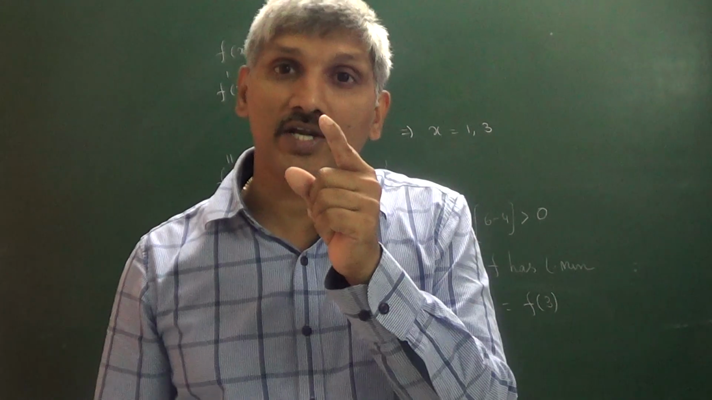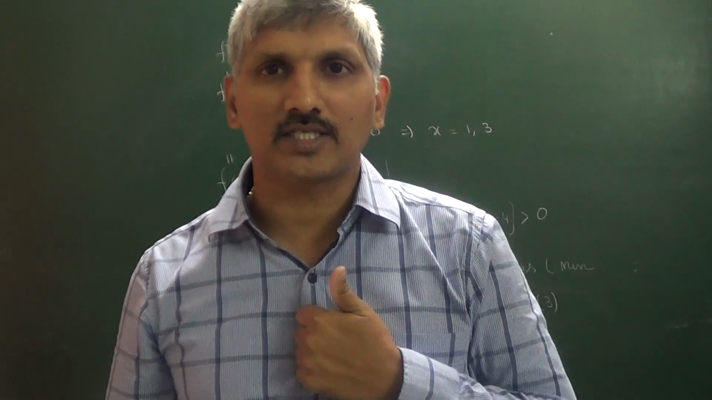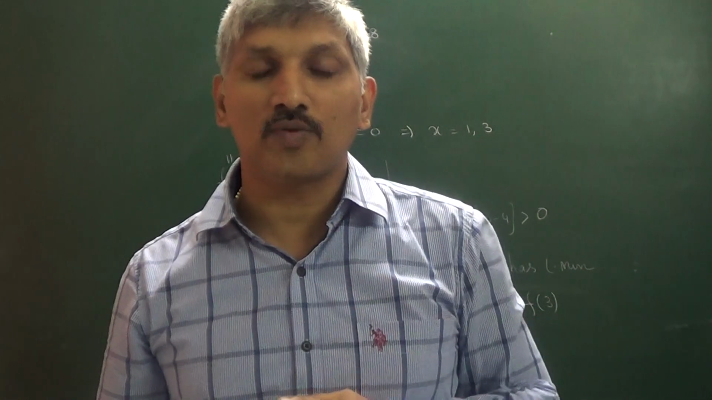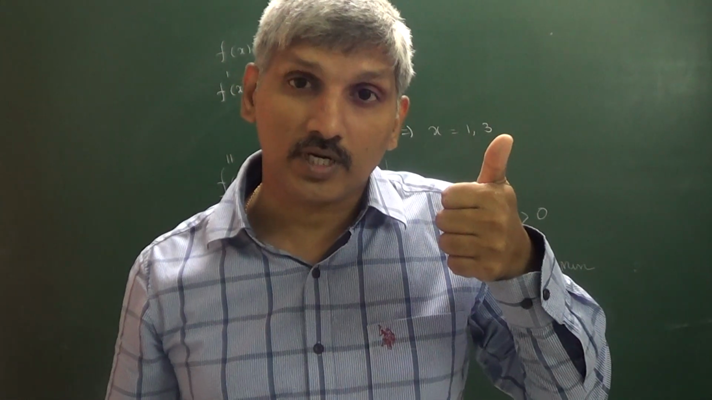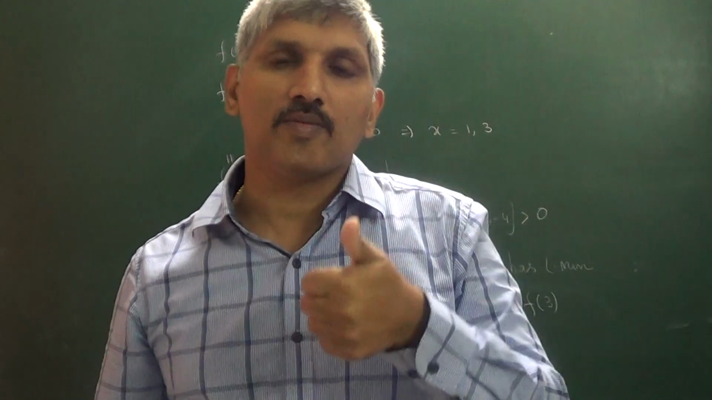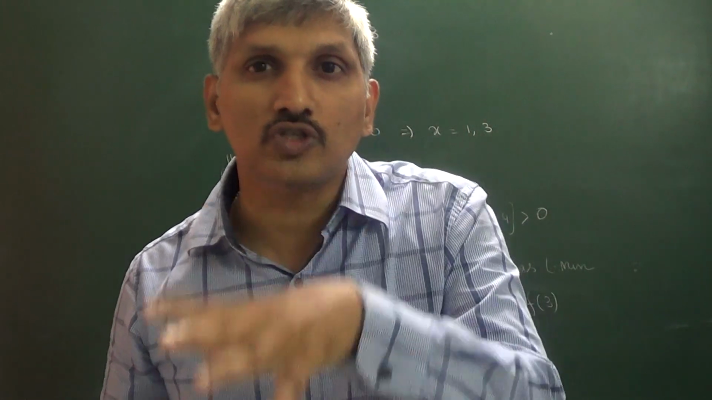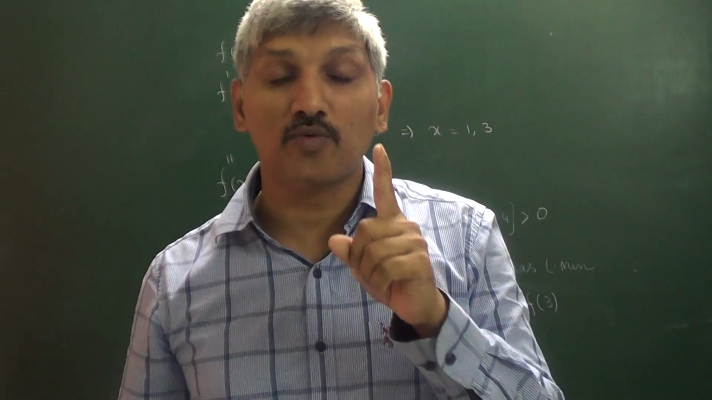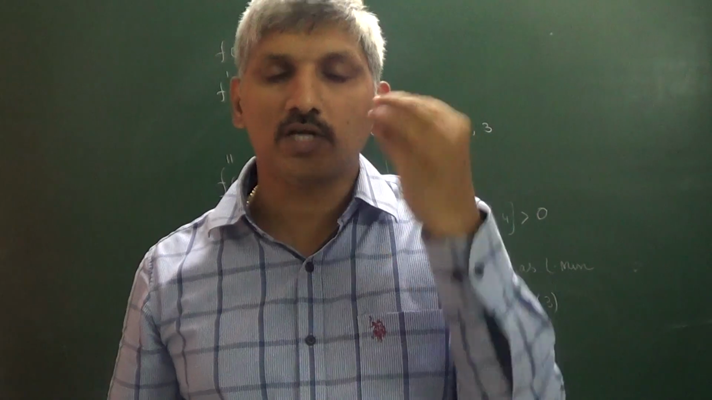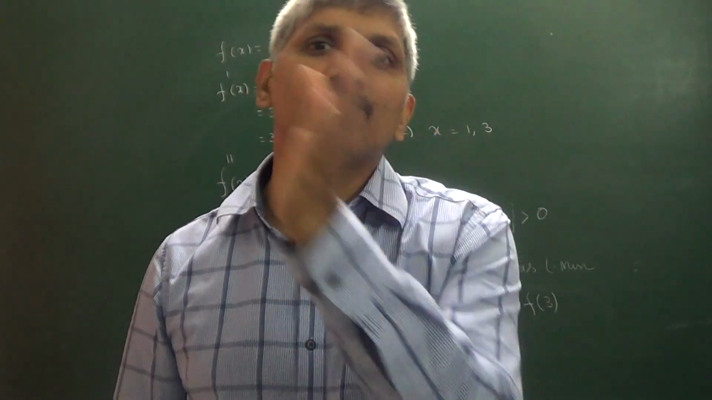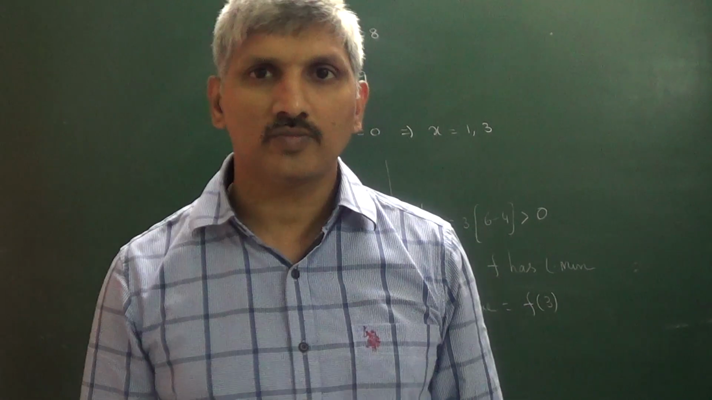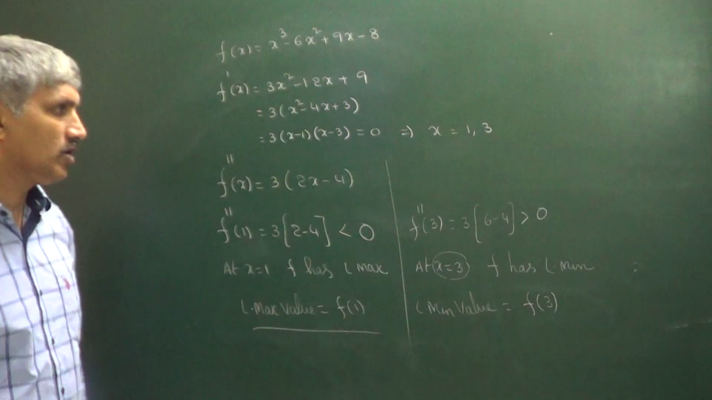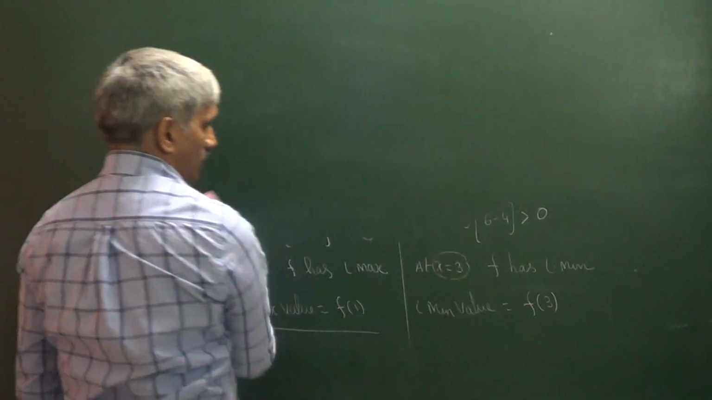Once again, second derivative less than 0 means local maxima. Second derivative greater than 0 means local minima. But where the second derivative becomes 0, if f double dash of x is equal to 0, at that point the second derivative test fails. Then we have to go for the first derivative test only. So that is about finding local maxima and local minima by using the second derivative test, which we will also call the higher order derivative test.